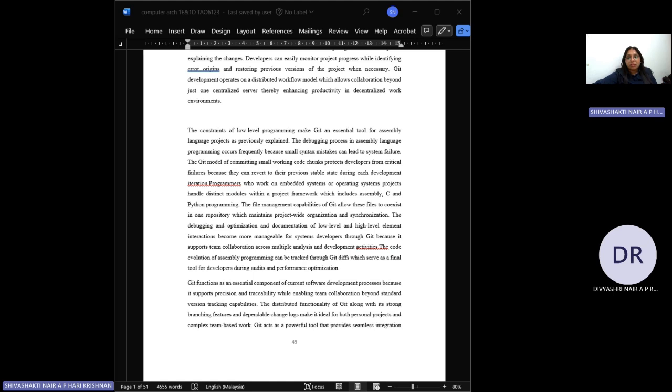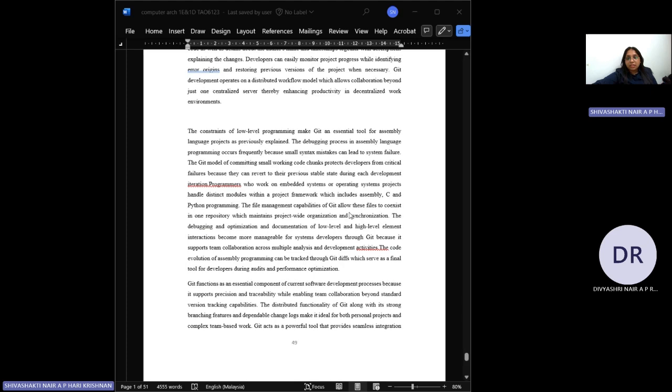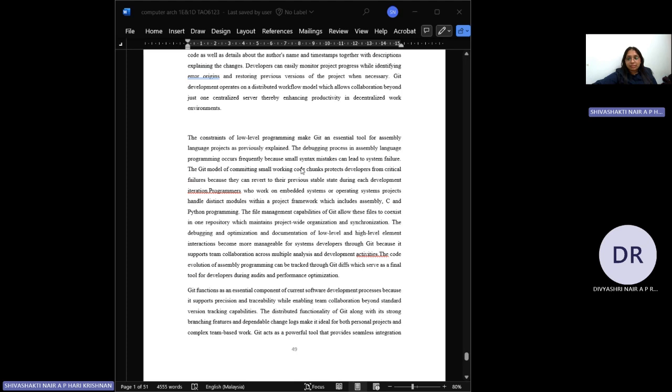if something breaks. For a project involving multiple languages like assembly, C++, or Python, Git keeps everything organized in one repository. This makes debugging, optimizing, and documenting interaction between high and low level code much easier. Features like Git blame also help track changes line by line, perfect for performance tuning and audits. In short, Git isn't just about saving code, it's about structured, scalable, traceable development. Whether used on GitHub or locally, Git gives developers the tools to collaborate smoothly, reduce risk, and maintain clean, organized projects.